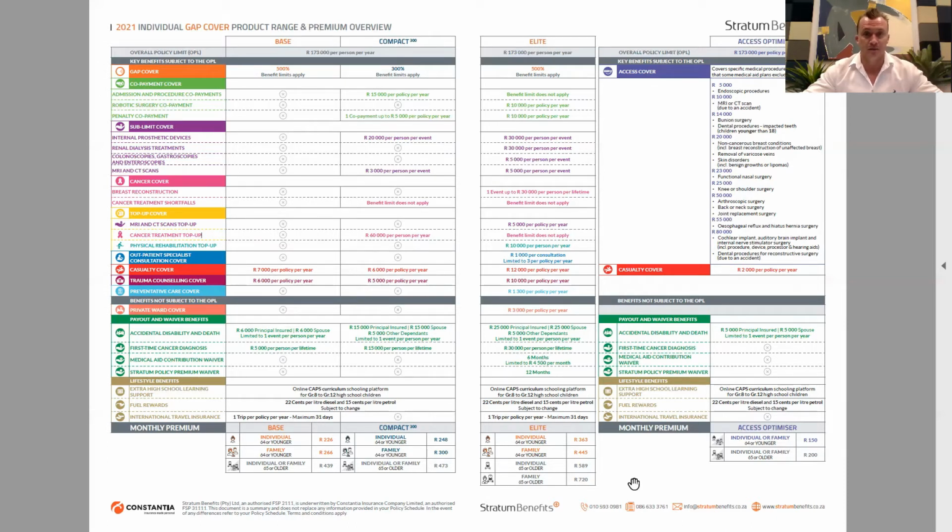I definitely recommend you going for gap cover. It has become a necessity for South Africans to just give surplus to their medical aid and make sure that they don't have any shortfalls.